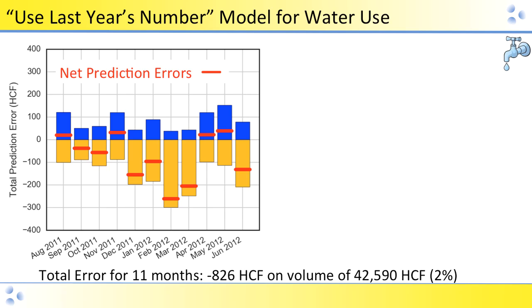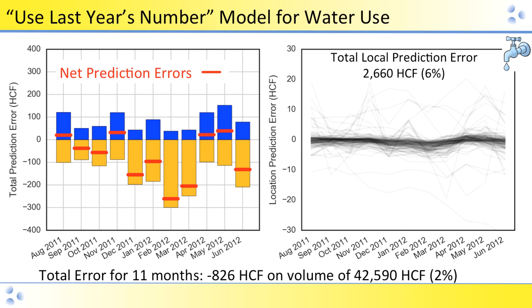I can also look at the total local prediction error. So each one of the gray lines in the chart on the right corresponds to a zip code. And so I'm plotting the discrepancy between my prediction and what actually happened. If I overpredict, it's a positive number, and if I underpredict, it's a negative number. And then I add up all the times when I'm off, all the times when I'm wrong. And it doesn't matter if I'm positive or negative, I'm adding up the absolute value. And I end up with 2,600 or so HCF of resources that I'm wrong on and would require redistribution.